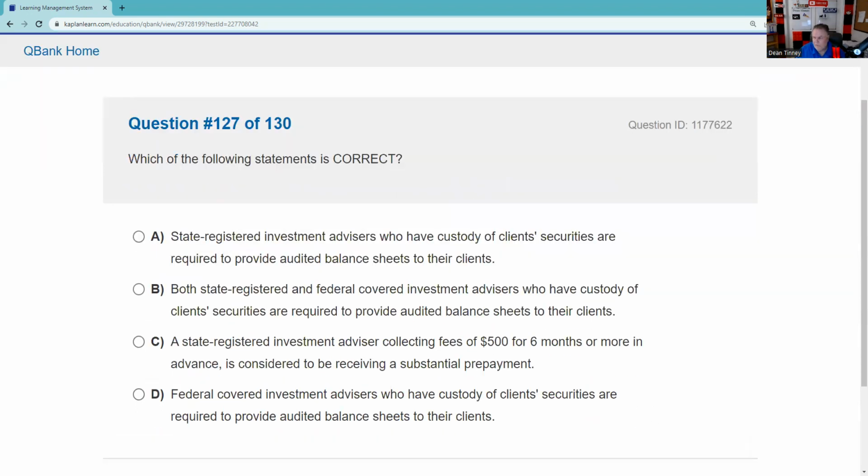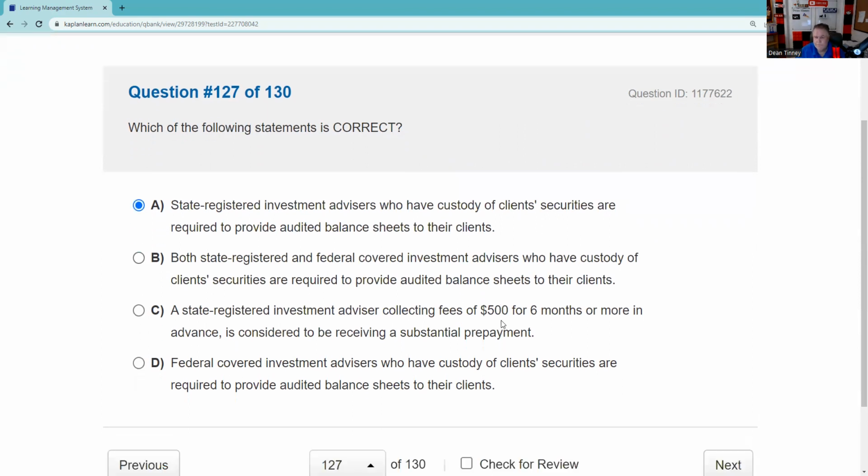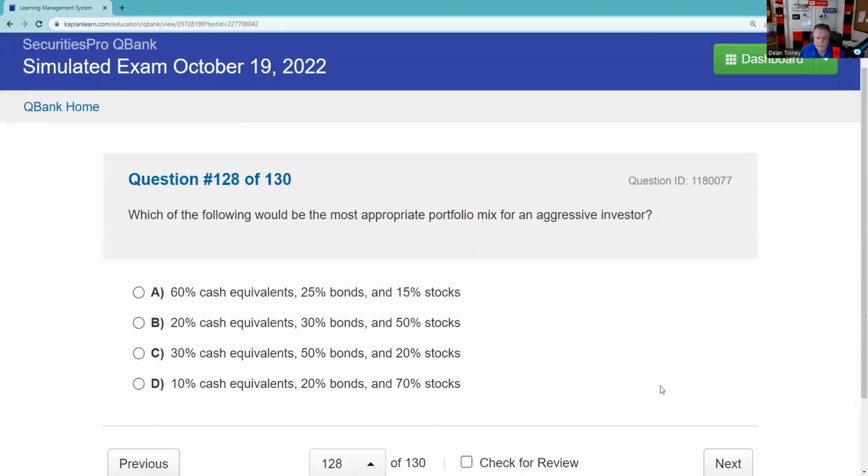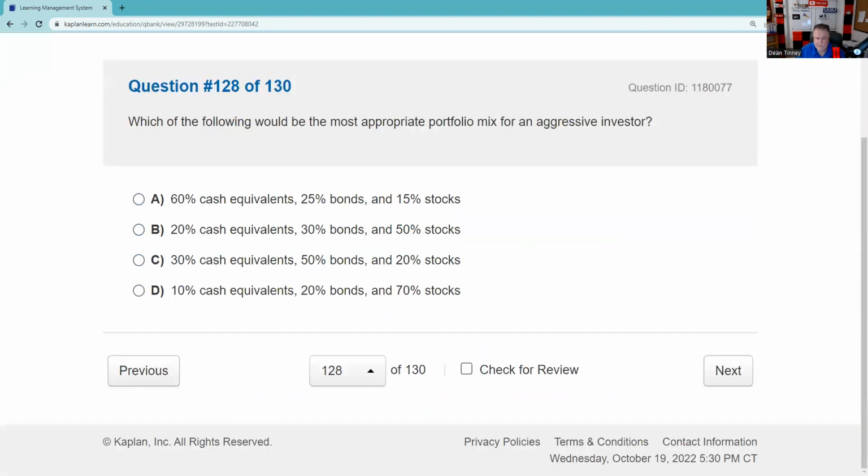Which of the following statements is correct? State registered investment advisors that have custody are required to provide audited balance sheets. Yeah, remember, it's going to be the 35 grand. Absolutely. For an aggressive investor, the aggressive investor is going to want to have the highest allocations possible to stocks. And that looks like it's going to be D.